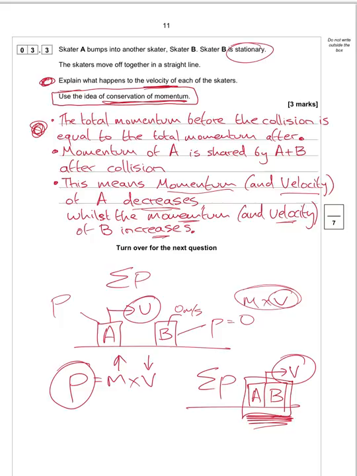Okay, it's always a good starting point, but make sure you finish off your answer by answering the question, explaining what happens to the velocity. So if the momentum has decreased, the velocity will decrease, and if the momentum of B has increased, then the velocity of B will increase as well. So that's what's happened. A has hit B and slowed down, but obviously B was stationary beforehand, so B will have sped up. Okay.